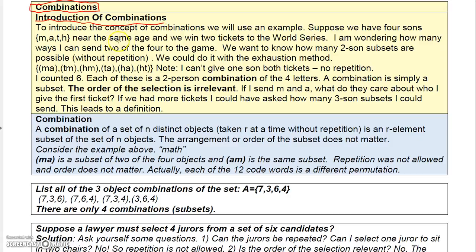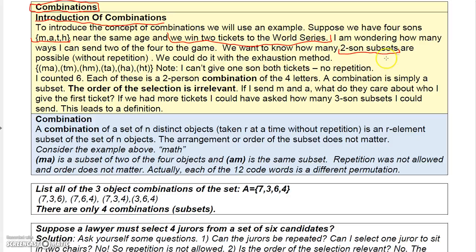So to introduce the concept of combinations, let's use an example. I'm going to use the math example, but a little bit differently. Suppose we have 4 sons. Let's say their names are M, A, T, H. One's named M, one's A, one's T, and one's H. They're near the same age. And we win 2 tickets to the World Series. Now I'm wondering how many ways can I send 2 of the 4 sons to the game?